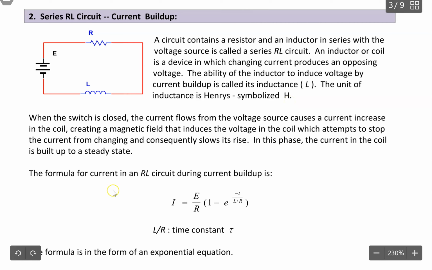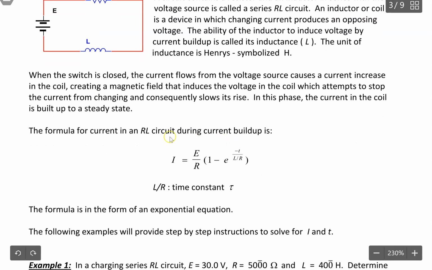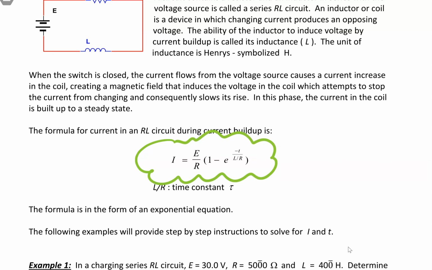The formula to calculate the current in this RL circuit during the current buildup is presented as I equal to E divided by R, multiplied by 1 subtract e to the exponent of negative t divided by L over R. Alright, before we move on any further into learning how to calculate certain components in these formulas, I would like to remind everyone that this is an RL circuit in series, right?